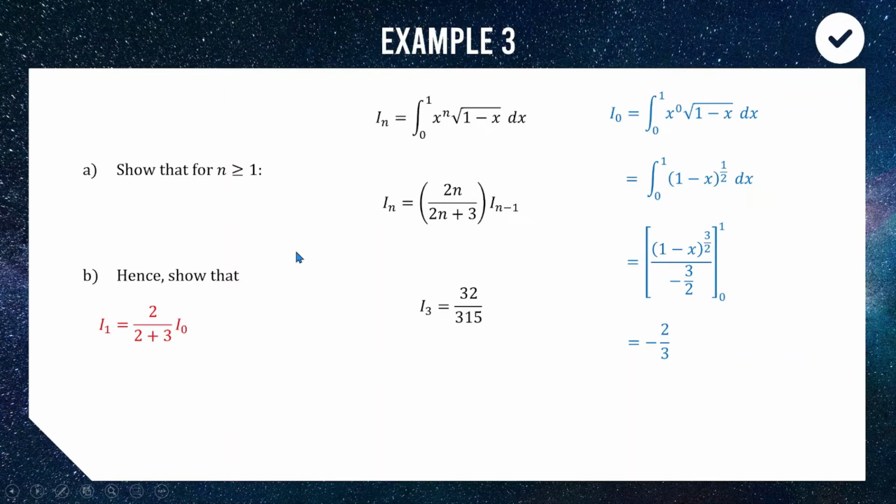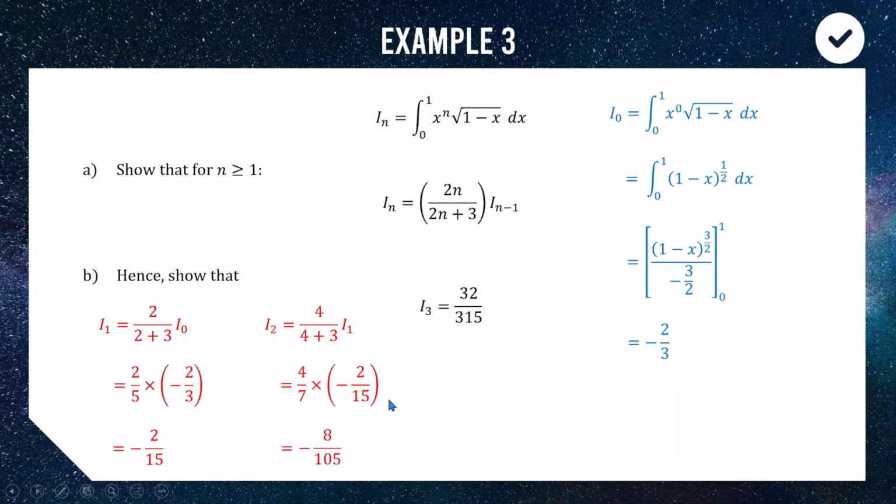So I1 is going to be 2 times 1 over 2 times 1 plus 3, and multiplying that by I of 1 degree less, which is I0. Okay, running through this pretty quickly now, because this is the easy part. We apply our formula and we end up with negative 2/15. Now we use that value to find I2. So we've got 4 over 4 plus 3 multiplied by our previous answer, which was negative 2/15. That works out to be negative 8 over 105.